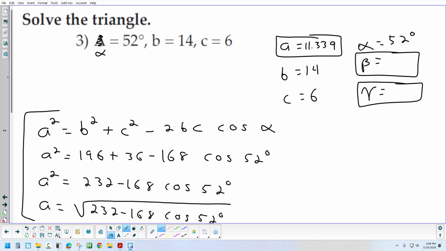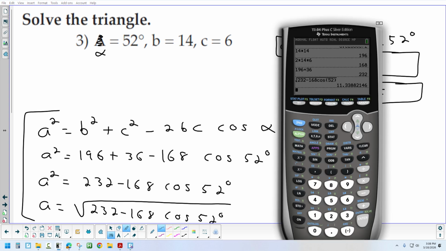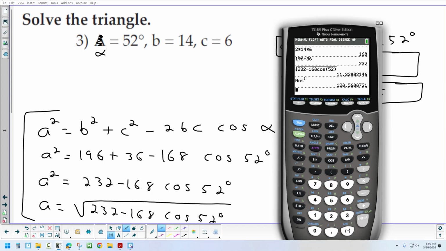A squared, I'm not going to take 11.339 and square it. I'm going to take the last answer that I had on the calculator and square it. Why do it that way? Because it's more towards the exact number. Right, it's more accurate because it's using all those decimal places. Maybe it's even using more that the calculator knows that it's not showing us. All right, so that's 128.569.